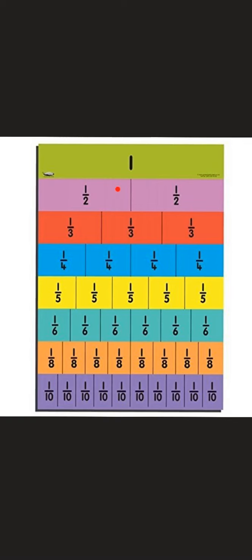So in this line, the whole's been split into 2 equal pieces. So you've got 1/2 here and another half here. In this line, it's been split into 3 equal pieces. So you've got 1/3, another third, and another third. And in this line, it's been split into 4 equal pieces. So in each piece, you've got 1/4, 1 out of 4 equal pieces.